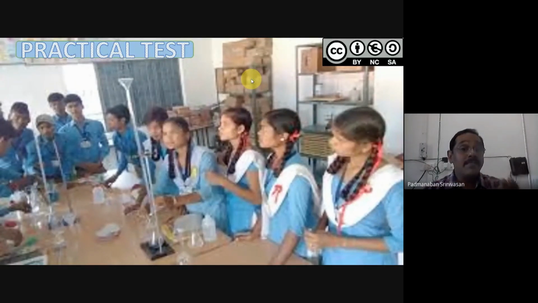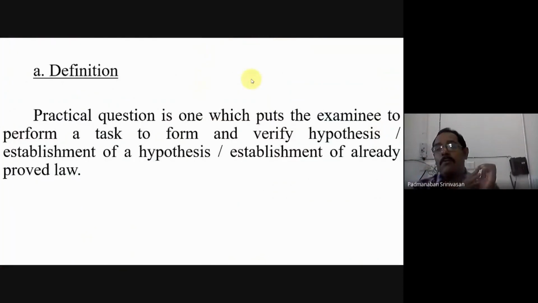So a practical assesses psychomotor skills. Psycho means mental, motor means moving. Using your cognitive abilities, you are doing your skill. For example, to pipette out 20 ml, you take the 20 ml pipette, keep it in the solution, take the rubber bulb and press it, and judiciously draw the solution up to the mark. Then you drop it into the conical flask. This shows your skill. So your practical test measures your psychomotor domain.